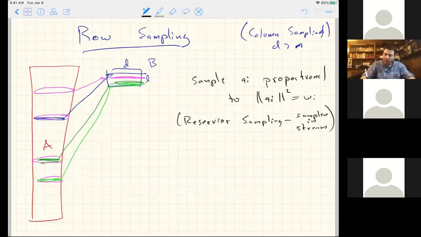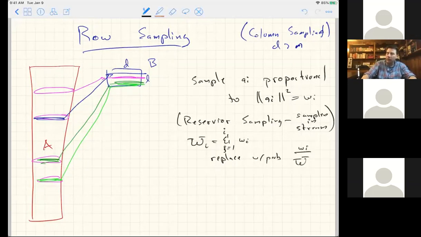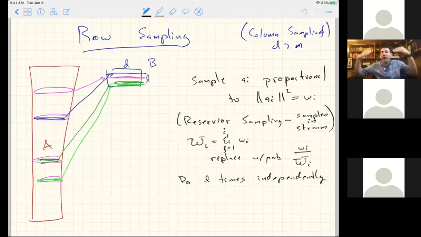proportional to the weights. Let W_i, uppercase, be the sum over j equals 1 up to i of all the lowercase weights. And I'm going to replace with probability lowercase w_i over uppercase W_i. So that's the probability I replace just a single thing, but I need to keep track of L of these, so I do this L times independently. So I do L of these weighted reservoir samplers independently.